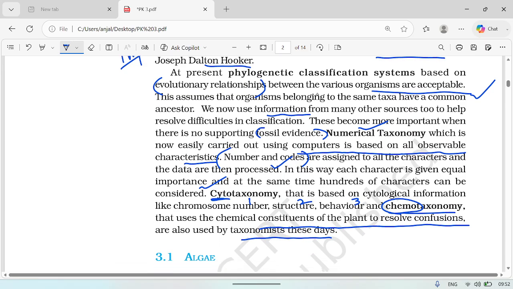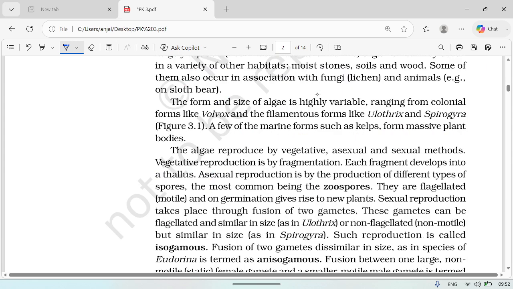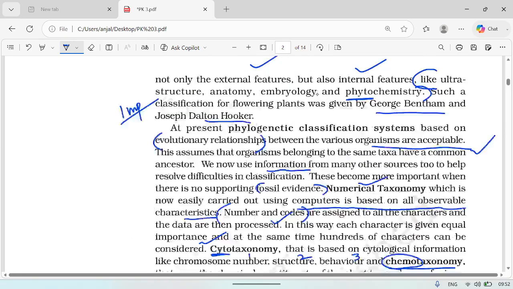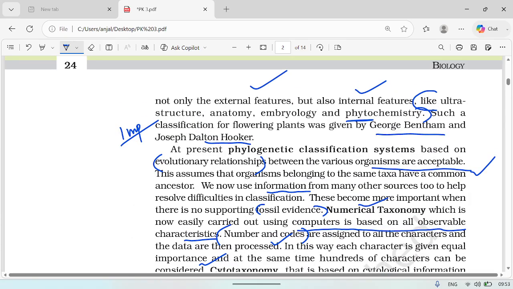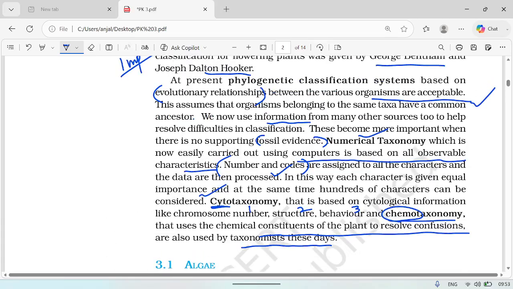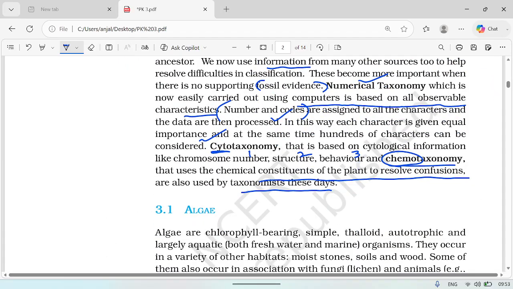Then coming to the algae. So what do you know about algae? Yes, algae are chlorophyll bearing, simple structure, thalloid. What is simple thalloid structure? That means they have no stem, no leaves and no root.